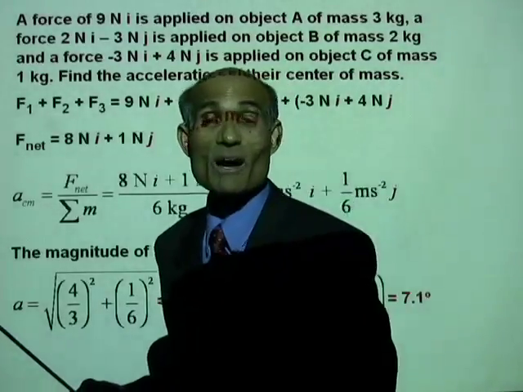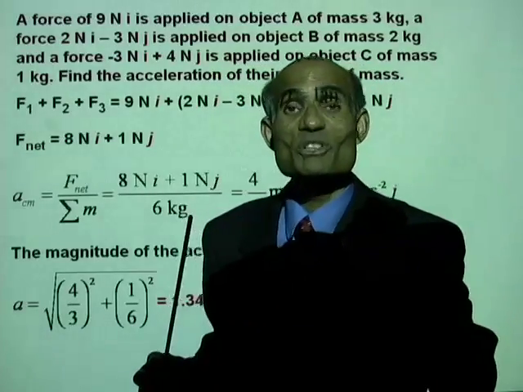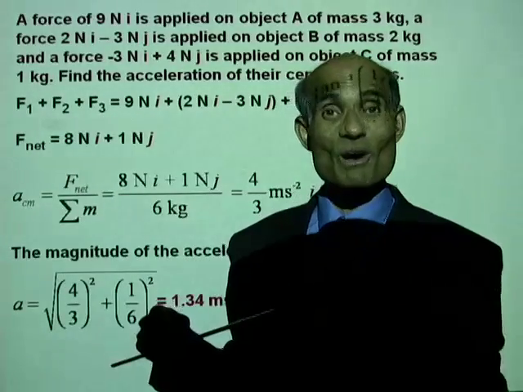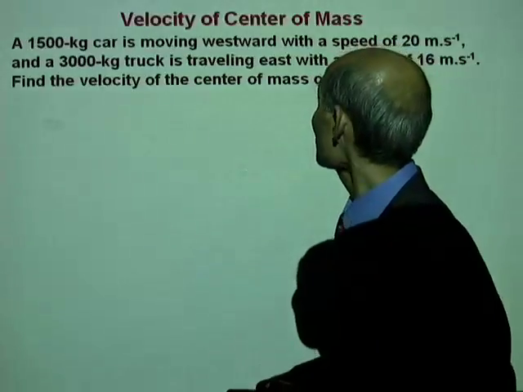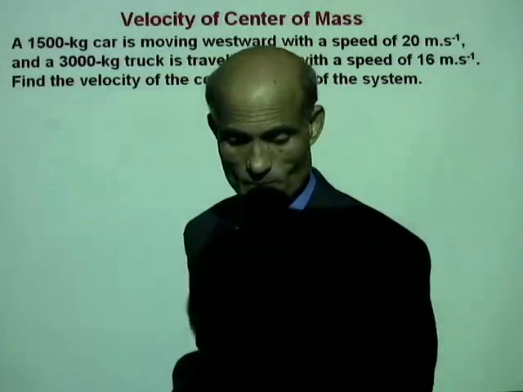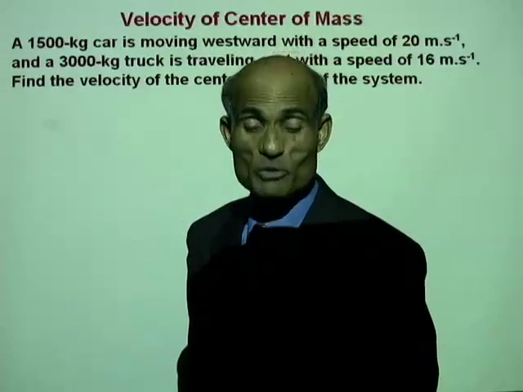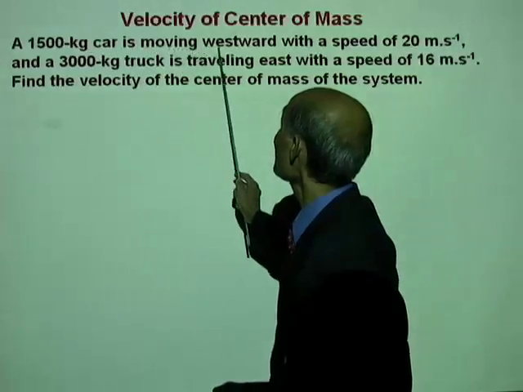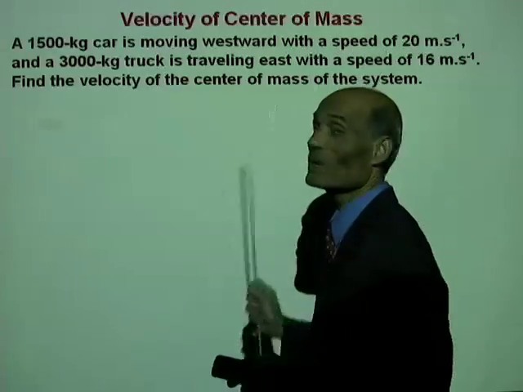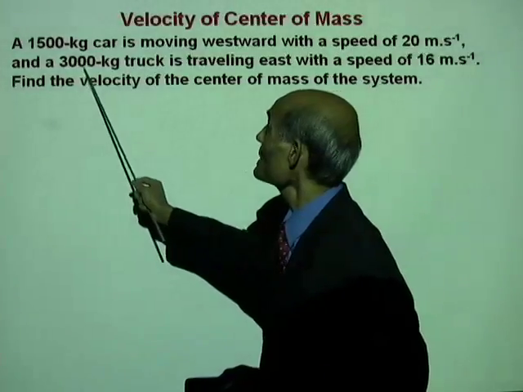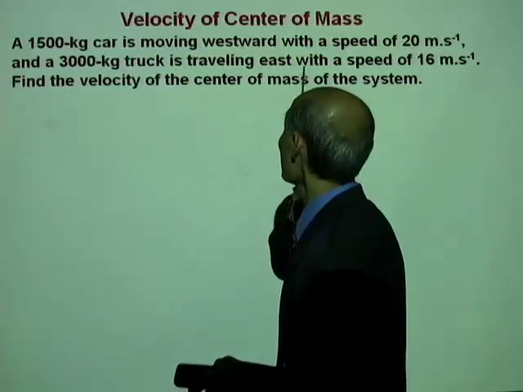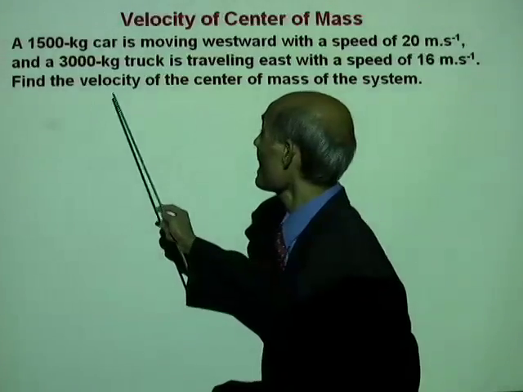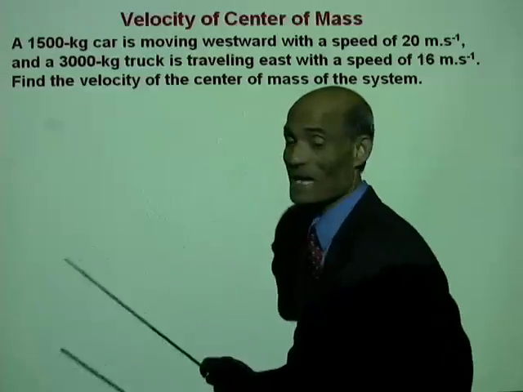Okay, so we are applying now the laws of motion to the motion of the center of mass of a system of objects. All right? Let's now do a small problem. A 1500 kilogram car is moving westward with a speed of 20 meters per second, and a 3000 kilogram truck is traveling east with a speed of 16 meters per second. Find the velocity of the center of mass of the system.